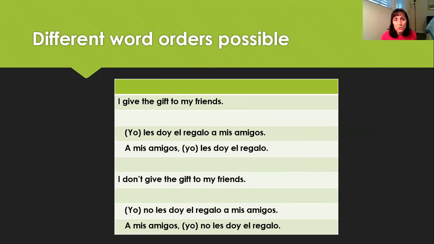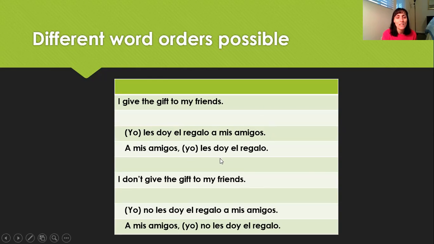Now, there are some different word orders possible. If you want to put in the clarifying prepositional phrase with le and les, you can either put it at the end or you can put it at the beginning. So, les doy el regalo a mis amigos. I give the gift to my friends. Les refers to a mis amigos. And if there's no prior context, we need to clarify what les means with a mis amigos. But we could have put that first. A mis amigos les doy el regalo.